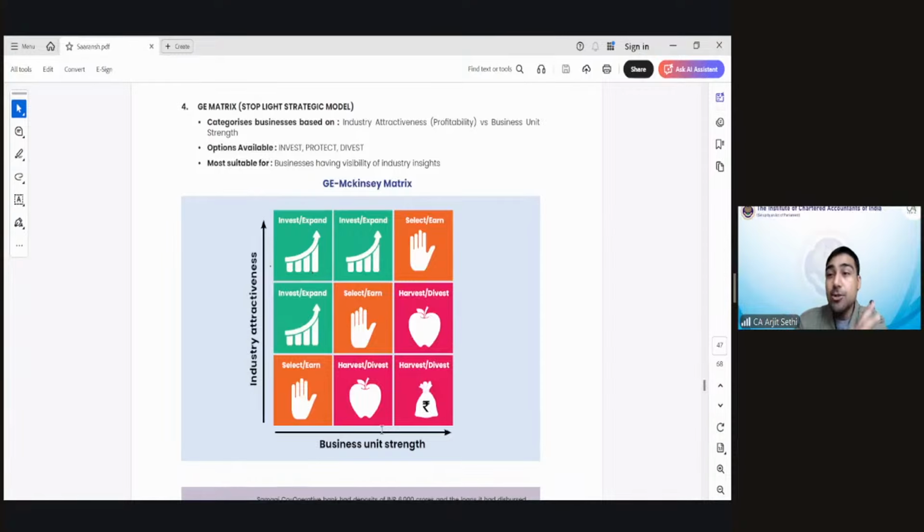So based on these two parameters, you have to identify if the industry is attractive and you have potential, then you have certain options in your business. You can either invest, you can protect, or you can just say goodbye, it's not happening, and you divest your business. Okay, wonderful, very nice.